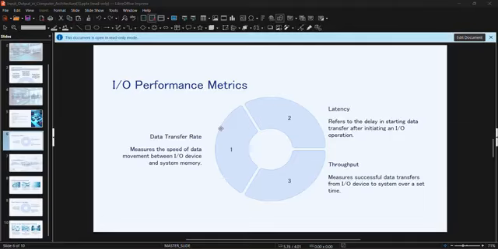Latency refers to the delay in starting data transfer after initiating an input-output operation, and throughput measures successful data transfers from input-output device to system over a set time. So these are the performance metrics that an input output system depends on. Data transfer rate measures the speed of the data transfer, latency measures the delay in starting the operation, and throughput measures the successful data transfers.